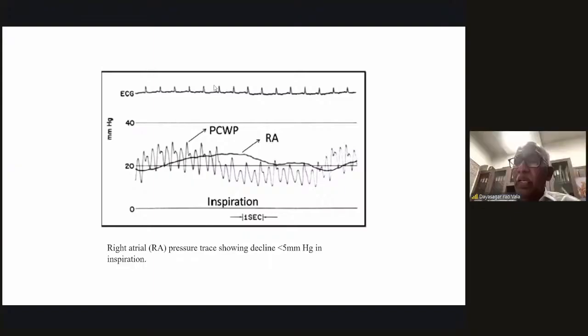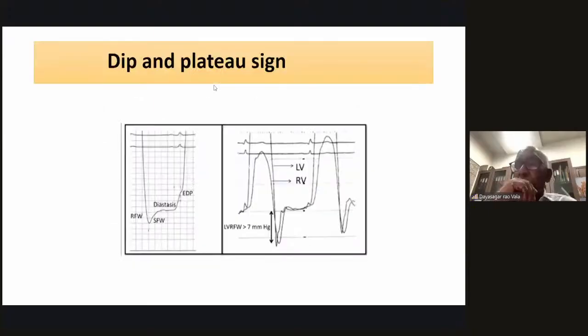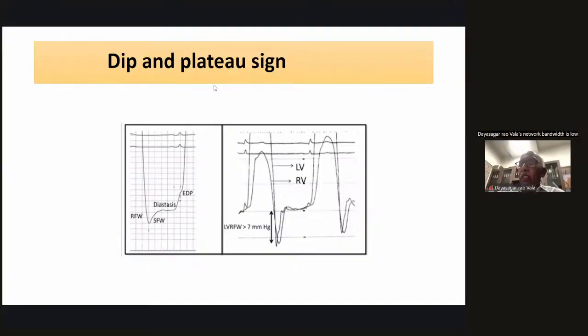Okay, so the same thing as I said. Can I have the next slide? Okay, the same thing what I said. You see that initial rapid filling wave, very steep, followed by no filling in the later half of the diastole. So this resembles something like a square root sign in mathematics. So that's why it's called a square root sign. But basically, this sign was, although sensitivity is high, specificity is very poor. That is the reason why it has gone into disrepute.